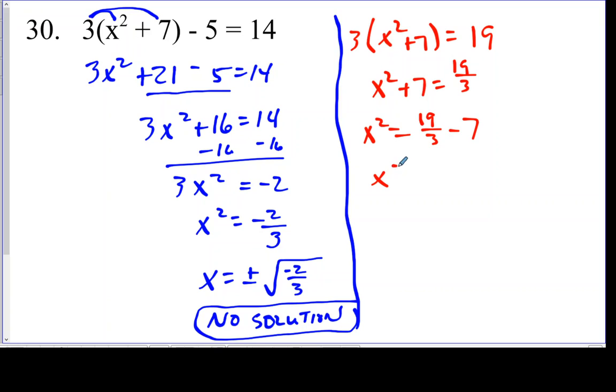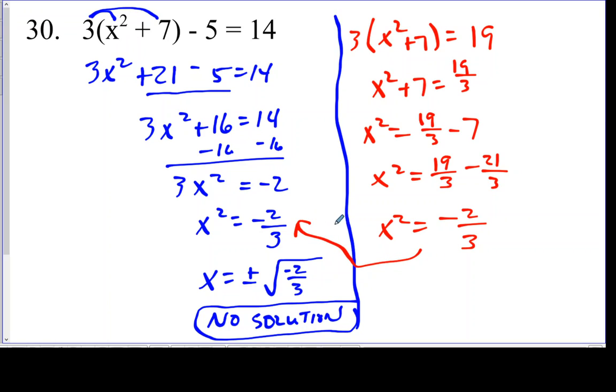Well, 19 over 3, I could change this to a common denominator. 7 is the same as 21 over 3. Now you've got common denominators, and that means x squared equals 19 minus 21, which is negative 2/3. And at this point, you should notice, oops, it matches what you have right here. So then the same thing's going to happen. You're going to get square root of a negative number, which gives you no solution.